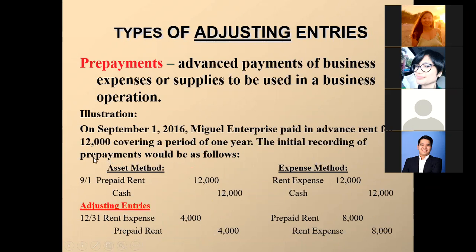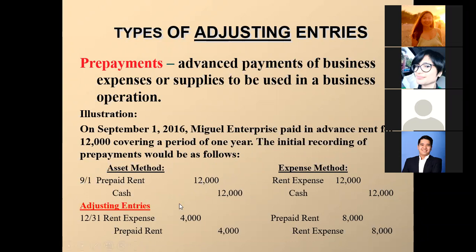For example, September 1, Miguel Enterprise paid in advance rent for 12,000 cash, covering 1 year. On September 1, what is the entry of Miguel Enterprise? You debit prepaid rent 12,000 and you credit cash 12,000. Kaya lang yung 12,000 daw is for 1 year period. So magkano ang ating monthly rent? 12,000 divided by 12 months, so you have 1,000 monthly rent, correct?